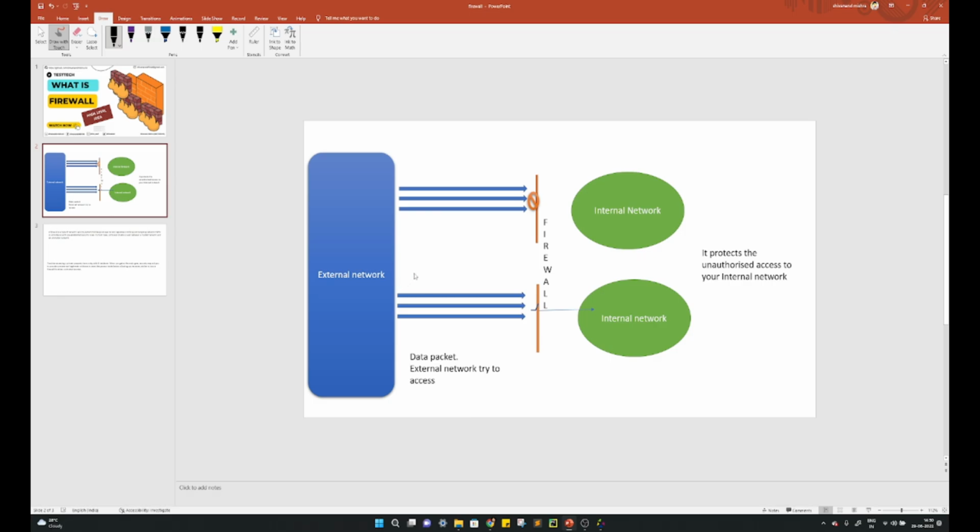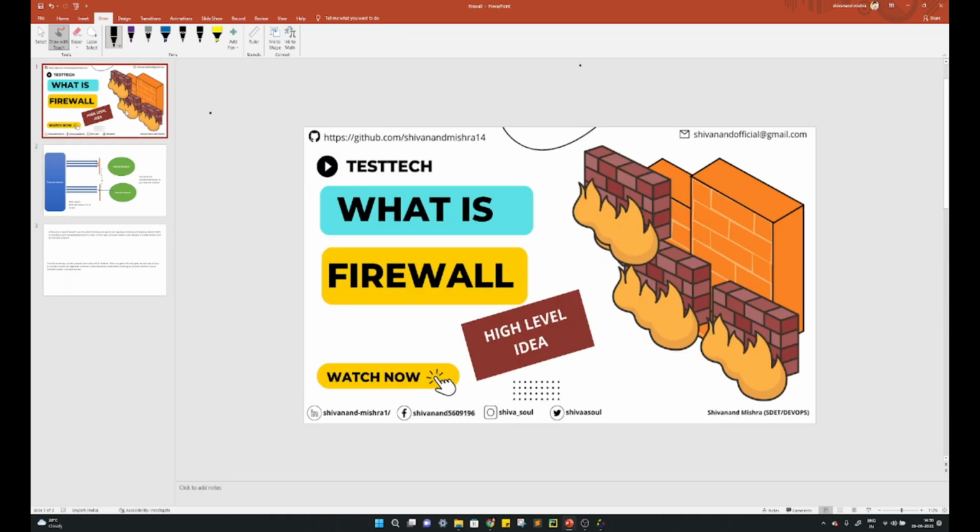So what is firewall? First of all, the name itself is clear. If you see here, there will be some wall which a network has to pass to access something. Suppose some networks are coming, then they have to pass this wall, and only then can they access. So that's how the name is termed firewall.